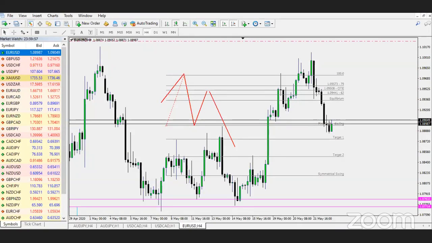Someone was asking, in that case, where do you put your stop loss? I think he addressed that. You could put your stop loss at 0.100, or depending on your risk.